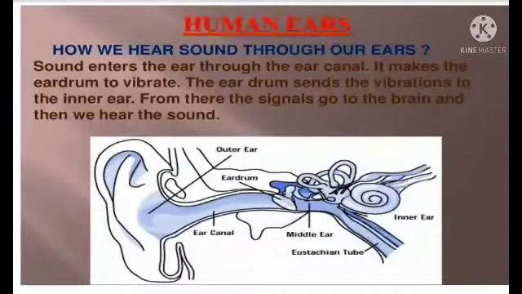Human ears. How we hear sound through our ears. Sound enters the ear through the ear canal. It makes the eardrum vibrate. The eardrum sends the vibrations to the inner ear. From there, the signals go to the brain and then we hear the sound.